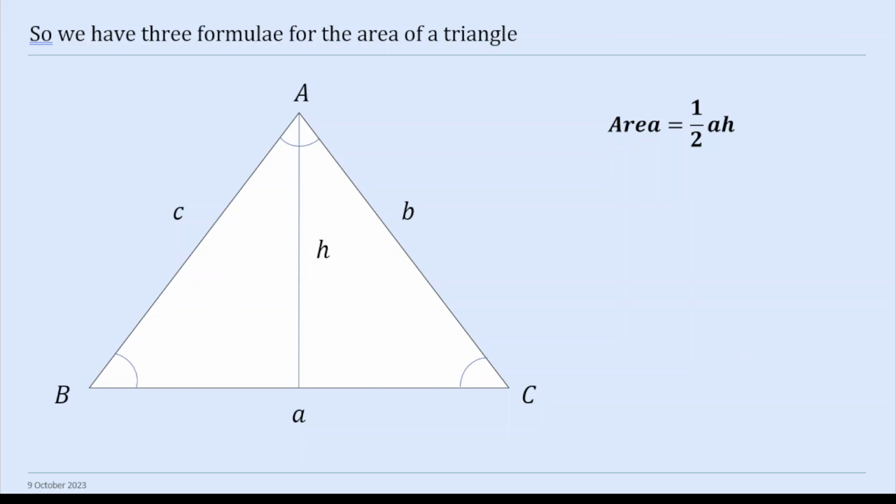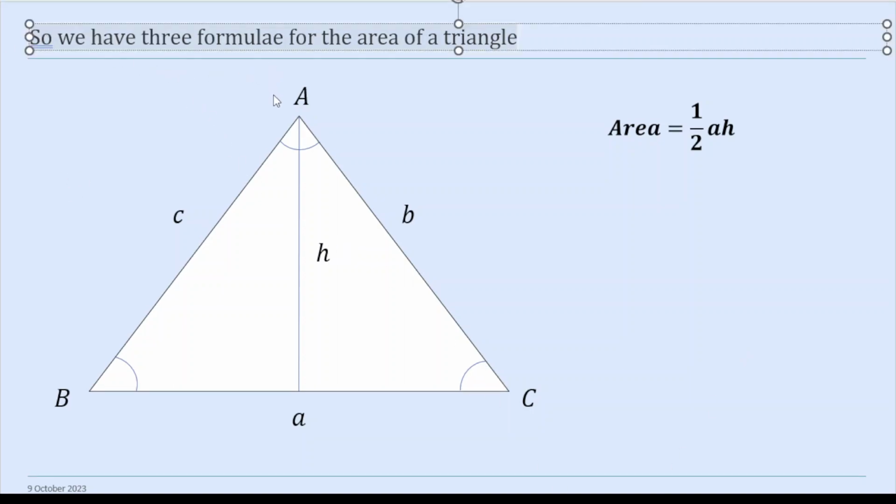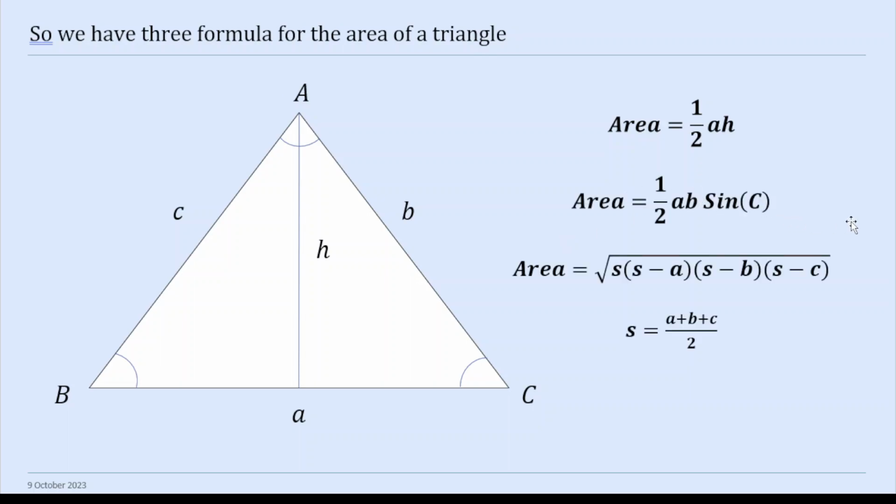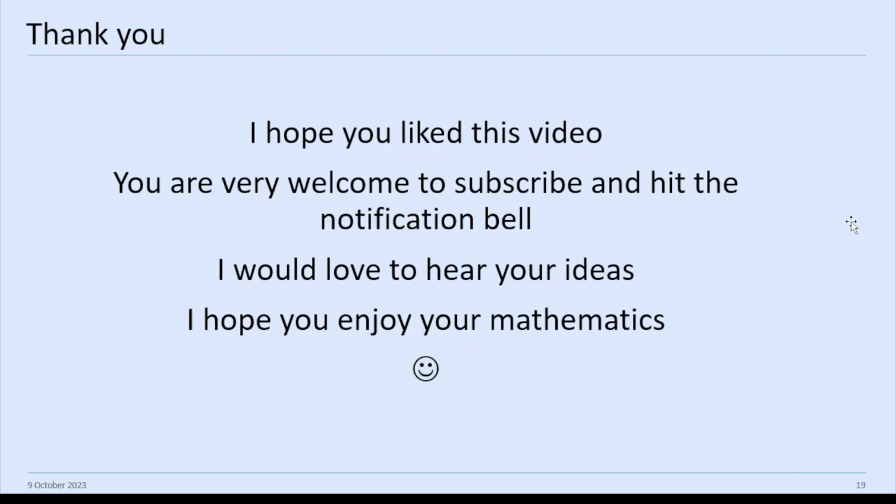Actually, look, I hate it when you get this double underlining. We don't need this. So we have three formulae for the area of a triangle. The first is a half base times height. The second is a half AB sine C, and the last one is something called Hero's formula or Heron's formula. It's not actually on the A-level syllabus, but it's root S times S minus A times S minus B times S minus C. It's very pretty. S is the semi-perimeter, A plus B plus C over 2.